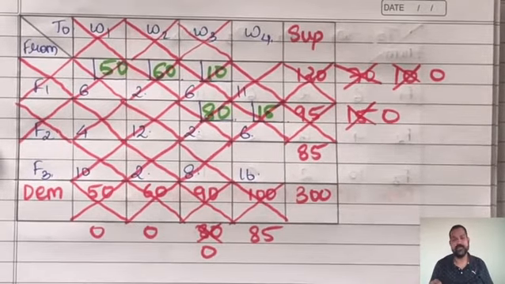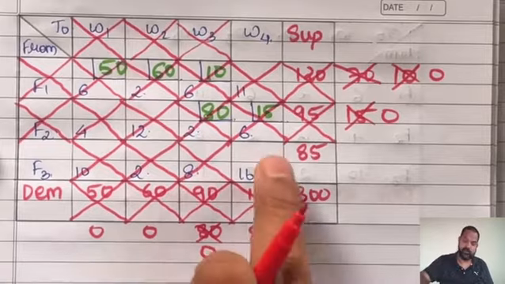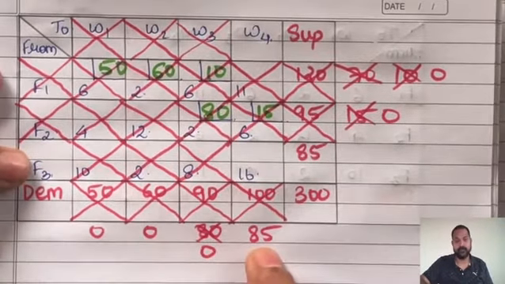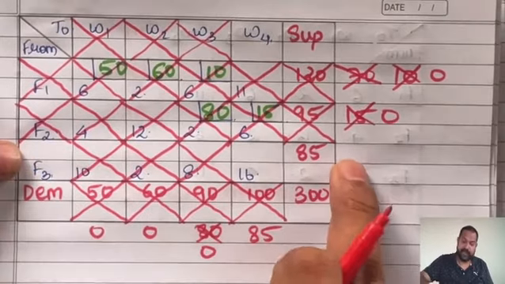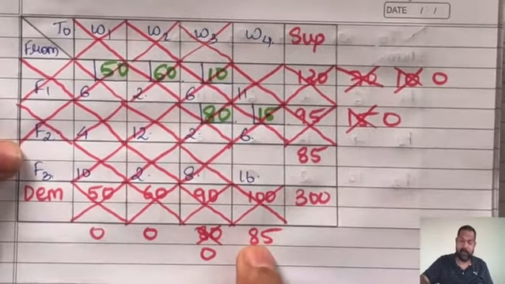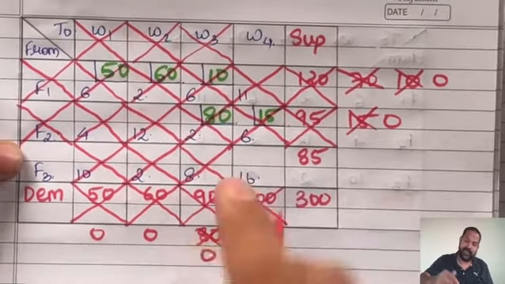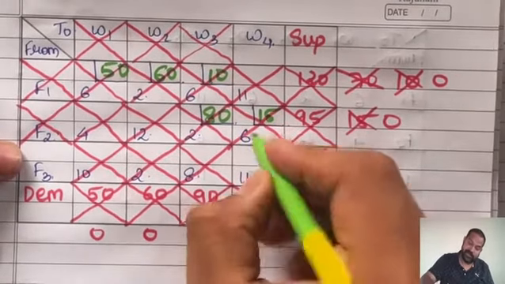We go to the next respective northwest corner, which is the only one left. F3 W4. F3 has a supply of 85. W4 has a demand of 85. 85, 85. Fine then, give the 85.